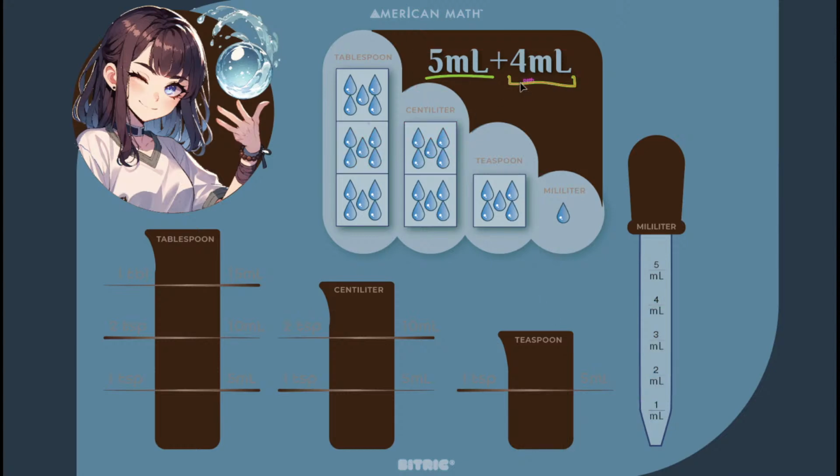So let's go through another puzzle. Kira, what would we do if we wanted to add 3 milliliters plus 6 milliliters? How would we place that?